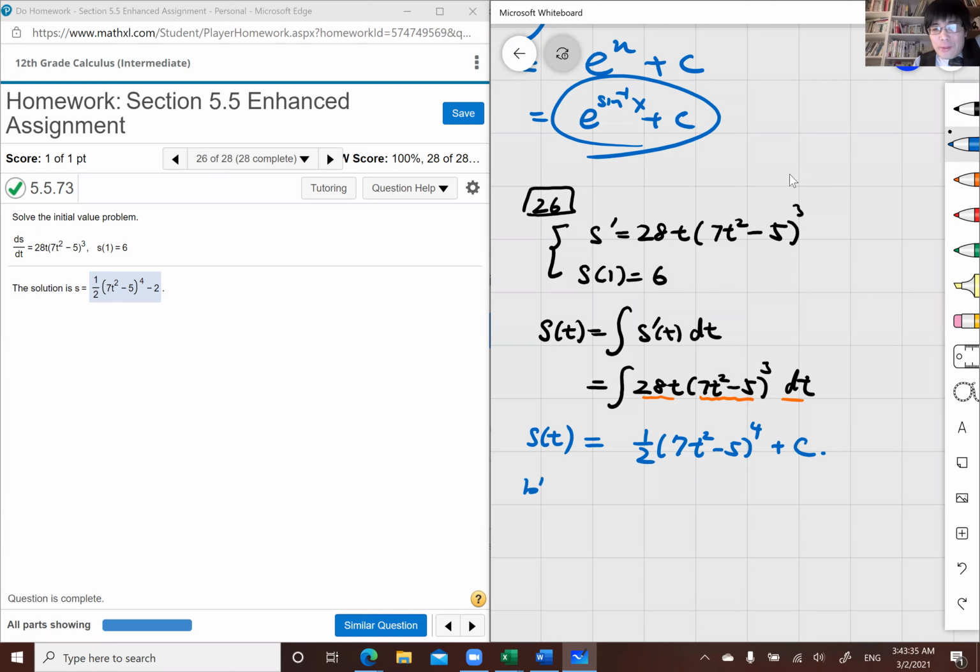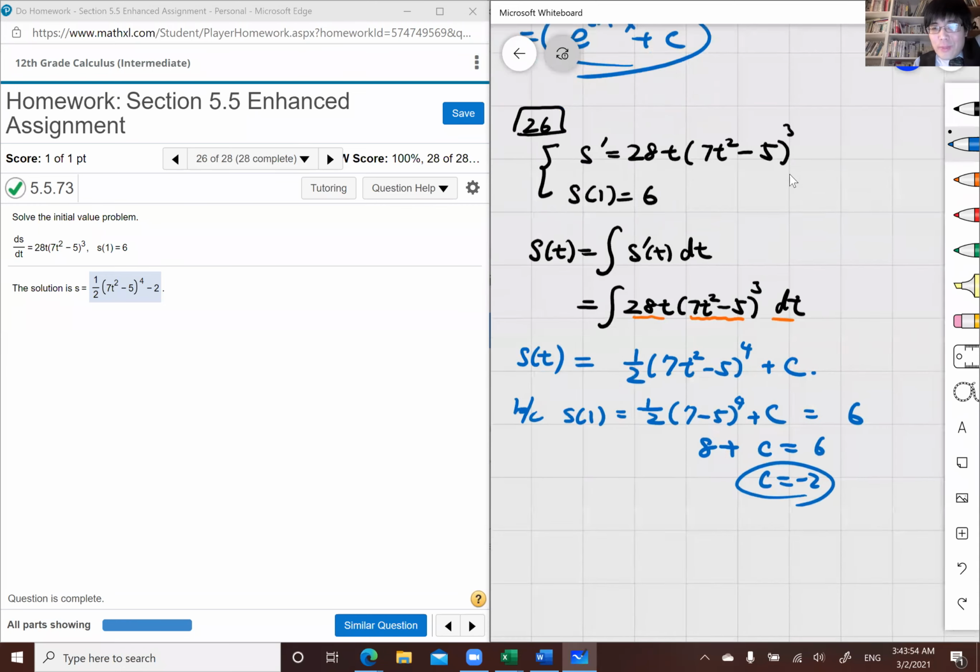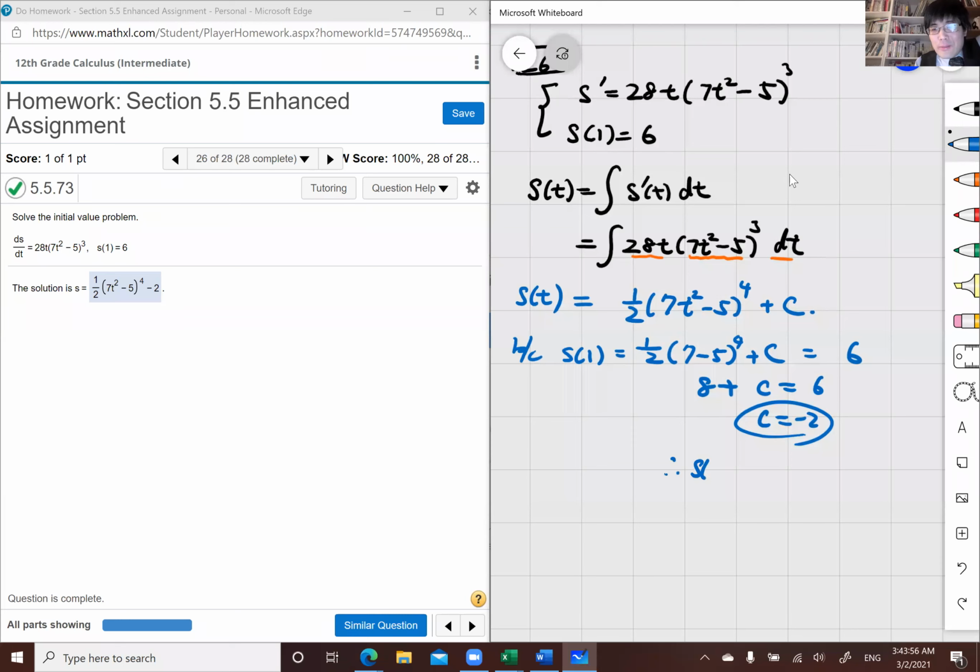Now, because s(1) is equal to 6, you plug in 1 here. So it's going to be (7 - 5) to the power 4 plus c, that should equal 6. Now this is going to be 8 plus c is equal to 6. So c is equal to -2. So the conclusion is s(t) is 1/2 (7t² - 5)⁴ plus c. Okay.